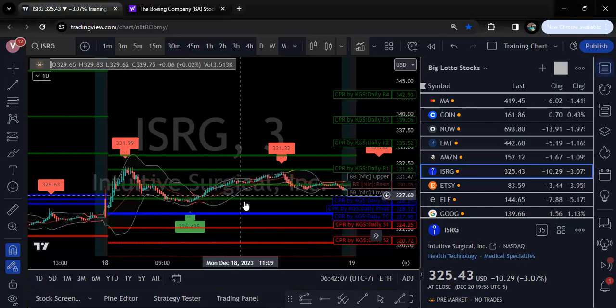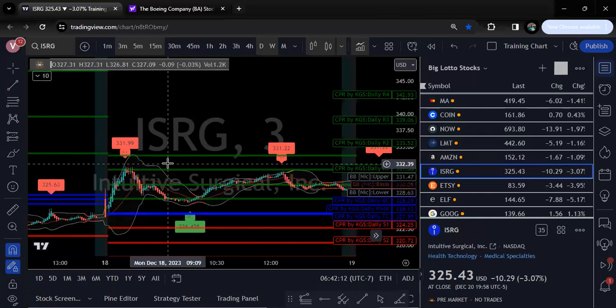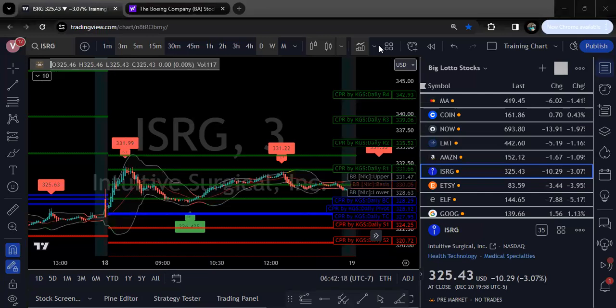Okay, so it has a narrow CPR. That's your play that day. When the market opens, take those few minutes. You're finding stocks.